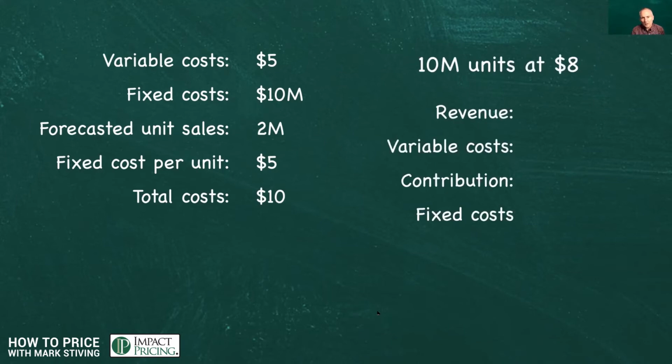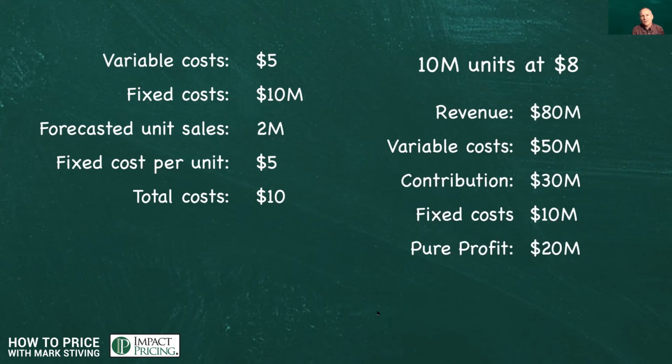Now let's take a look at this opportunity of 10 million units at $8. Well, what's our revenue going to be? 10 million times $8, that sounds like $80 million to me. Our variable cost, we take 10 million times the $5 variable cost, we have $50 million in variable costs. What does that give us for a contribution margin? That means we're bringing in $30 million of contribution margin to hopefully cover some of our fixed costs. What are our fixed costs? We won't even allocate them. Let's take the whole thing. We have $10 million in fixed costs. Let's throw that in here. And what that really says to us is we have pure profit on this deal of $20 million.